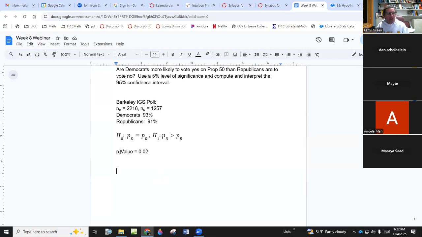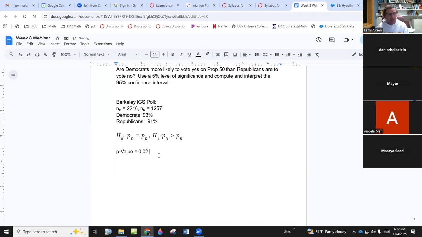So do you remember if the p-value is 0.02 and we're using a 5% level of significance, what does that tell us? Again, same thing happened last week, but now we just have two surveys instead of one, or two groups, two populations instead of one population. But what does it tell you if the p-value is 0.02? The level of significance is 5%. What's the big conclusion? You remember?